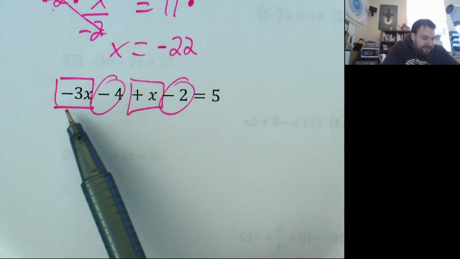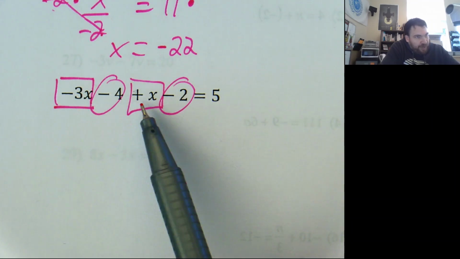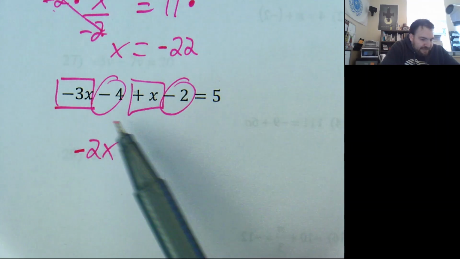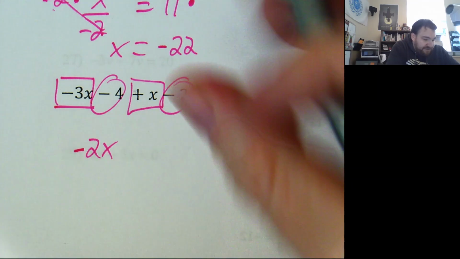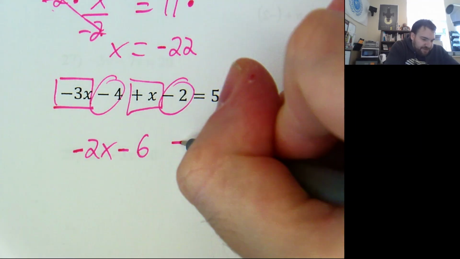So if I'm going to group these together, the -3x plus x, I'm at -3, I'm going up 1, so I'm going to go up to -2x, and then -4 minus 2 is -6. And this, of course, then is equal to 5.